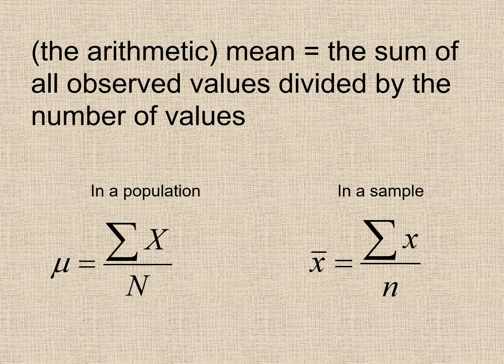And on the right we have the same formula, but it's quite common, if you have a formula for calculating the mean in a sample, that you don't use μ. Instead, you use this x with a line above it, x bar. But of course, the formula says the same thing. The mean equals the sum of all observed values divided by the number of values.